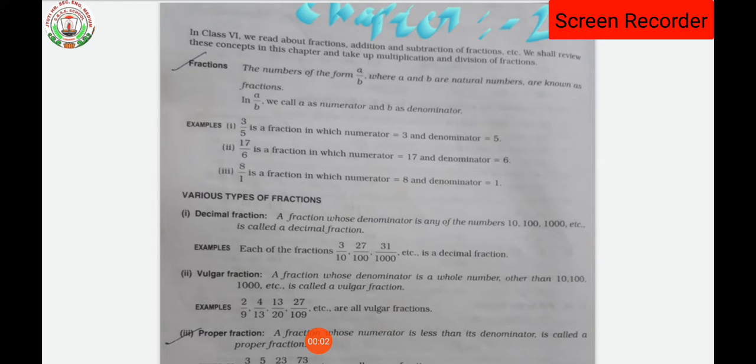Good morning to everyone. Today we are going to start chapter number 2, fractions and decimals. Okay. So in class 6 we read about fractions, addition and subtraction of fractions, etc. We shall review this concept in this chapter and take up multiplication and division of fractions.